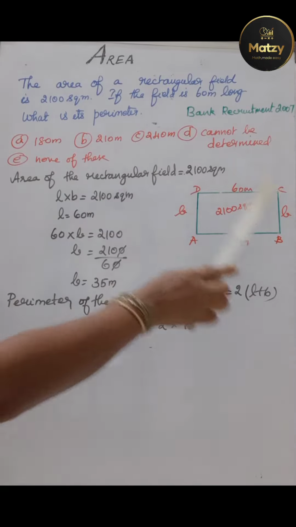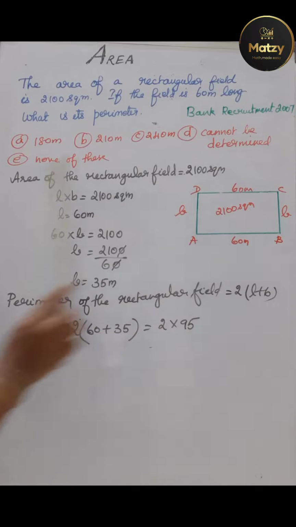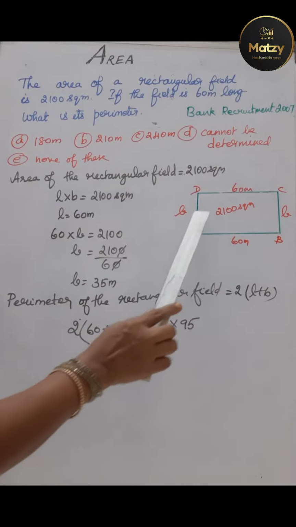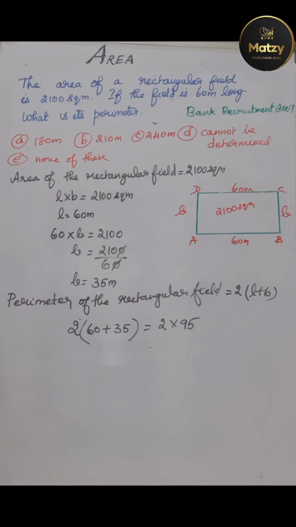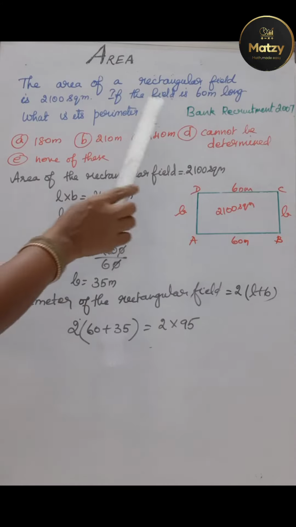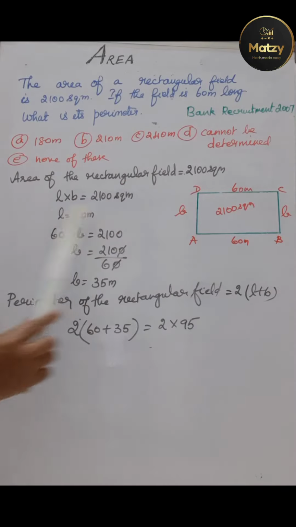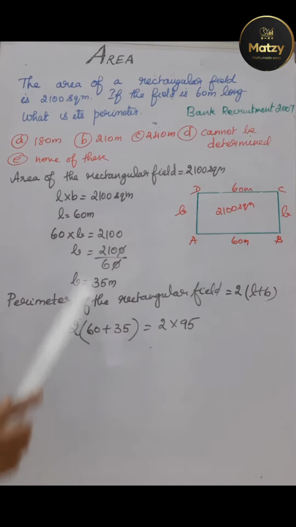So, area of the rectangular field is given as 2100 square meters. See, ABCD I am taking it as rectangular field. Area is 2100 square meters. Length is given as 60 meters. What is the area of the rectangle? L into B. So, L into B is equal to 2100 square meters. What is length? Length is equal to 60 meters.